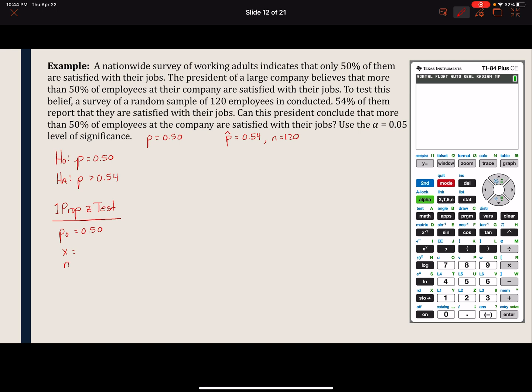So we would take 0.54 and multiply it by 120. And I think you get like 64.8. So we would round that to 65. And then the n is the sample size, 120. So 65 out of 120 should give us that 54%. And then it's going to ask for the symbol. So we would say that our proportion is greater than the null.